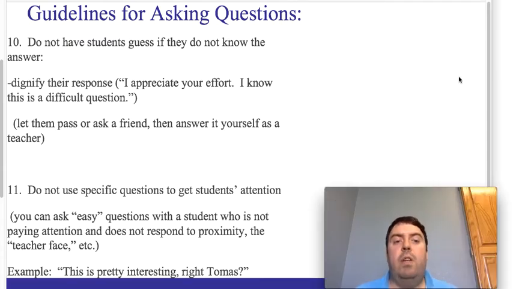We talked about how we don't want to have students guess the answer. Remember, that can cause a bunch of wrong answers being shouted out, and also students would lose some self-esteem if they're getting it incorrect. We talked about the importance of not asking questions just to get students' attention.